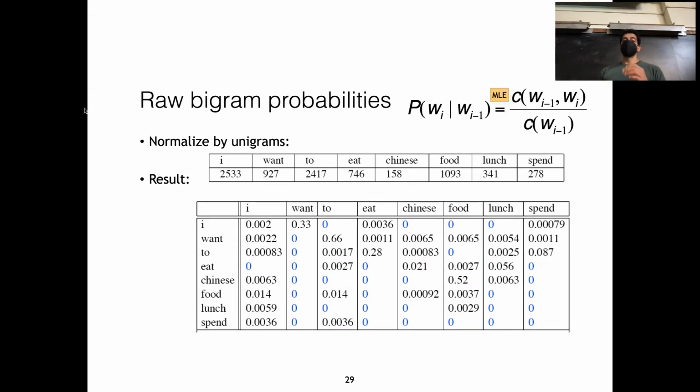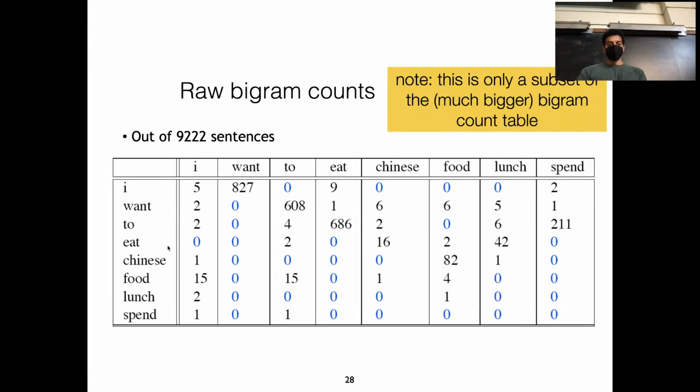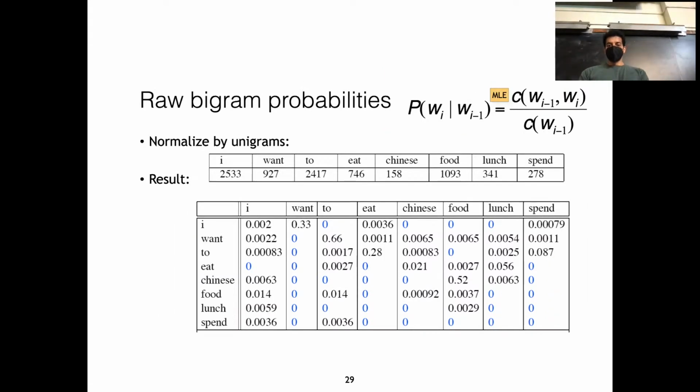Now, to get my probabilities, I'm just going to divide by the unigram count, because it's a bigram model. So what's the probability of lunch given eat? I'm going to take the number of occurrences of lunch after eat, which is 42, and divide that by the total number of occurrences of eat, which is 746. So 42 divided by 746, I assume, is 0.056. And you can similarly do this for all of the entries in this table and get these probabilities.